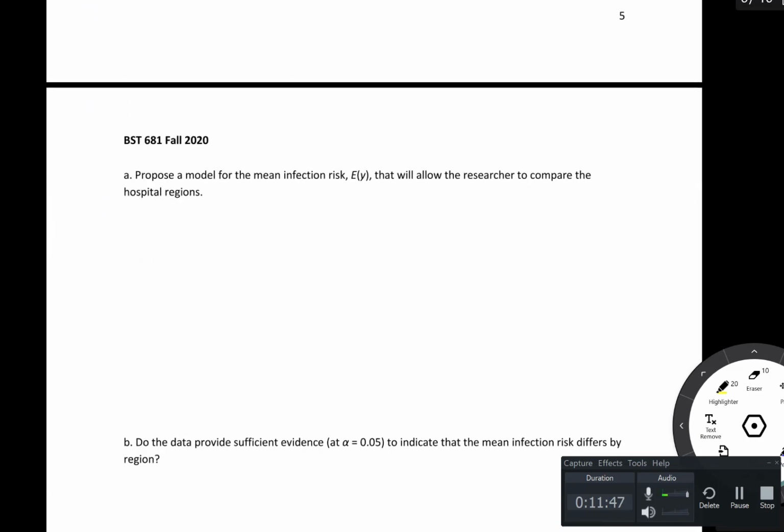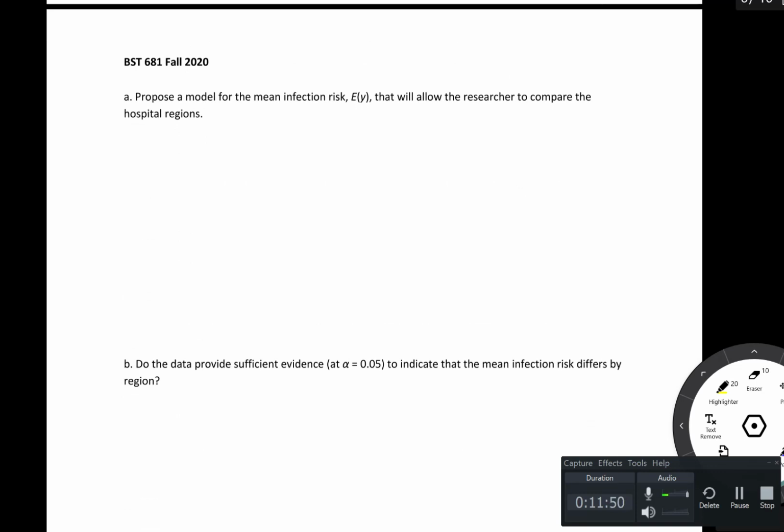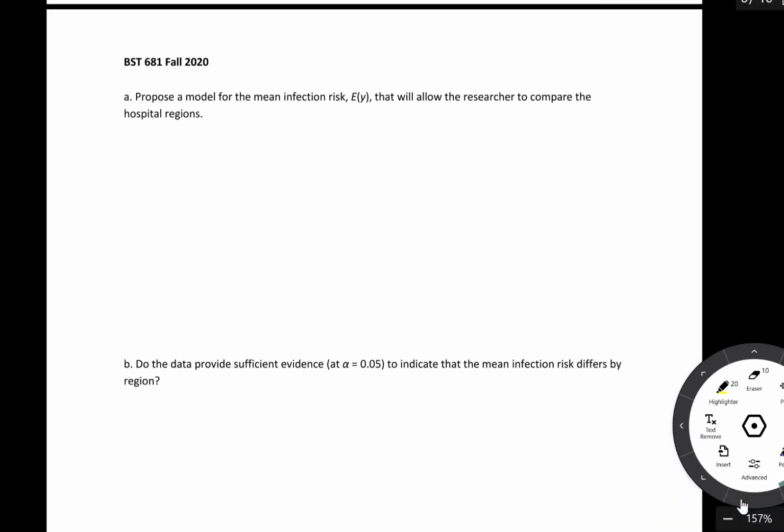All right. So the first thing we're going to do is we're going to propose a model for the mean infection risk, expected value of y, that will allow the researcher to compare the hospital region. So we have the expected value of y. We're going to have our intercept term. And again, remember that we had 4 different hospital regions, so we had 3 dummy variables. So we're going to have the following.